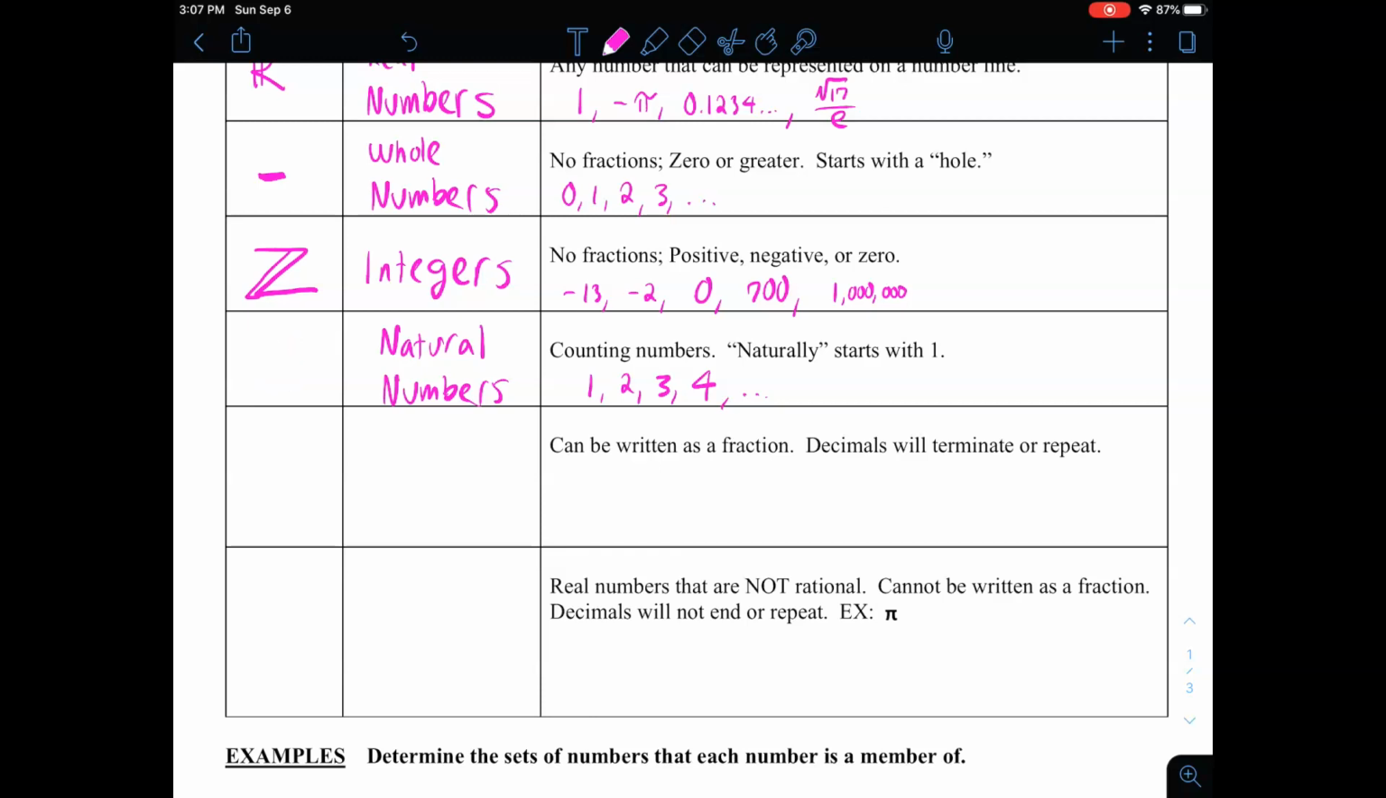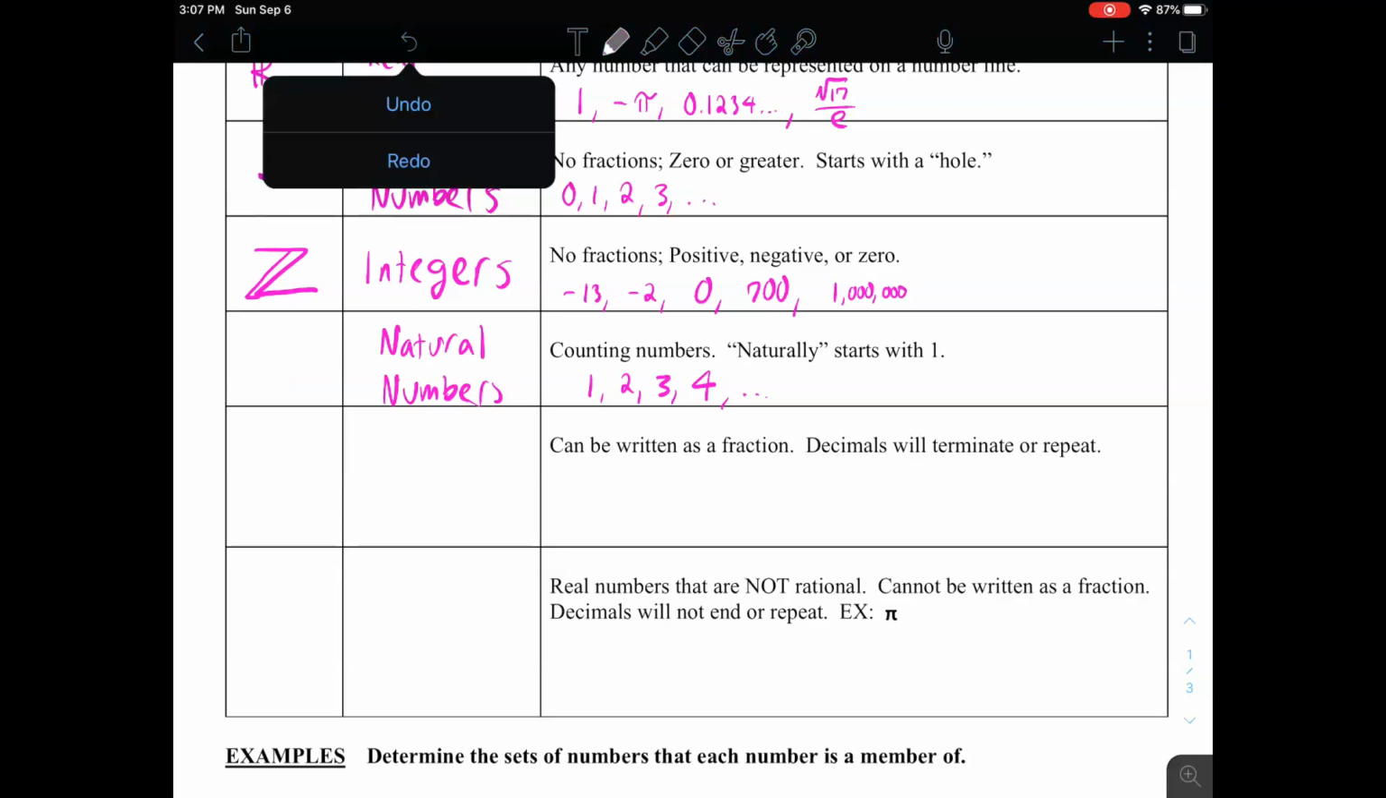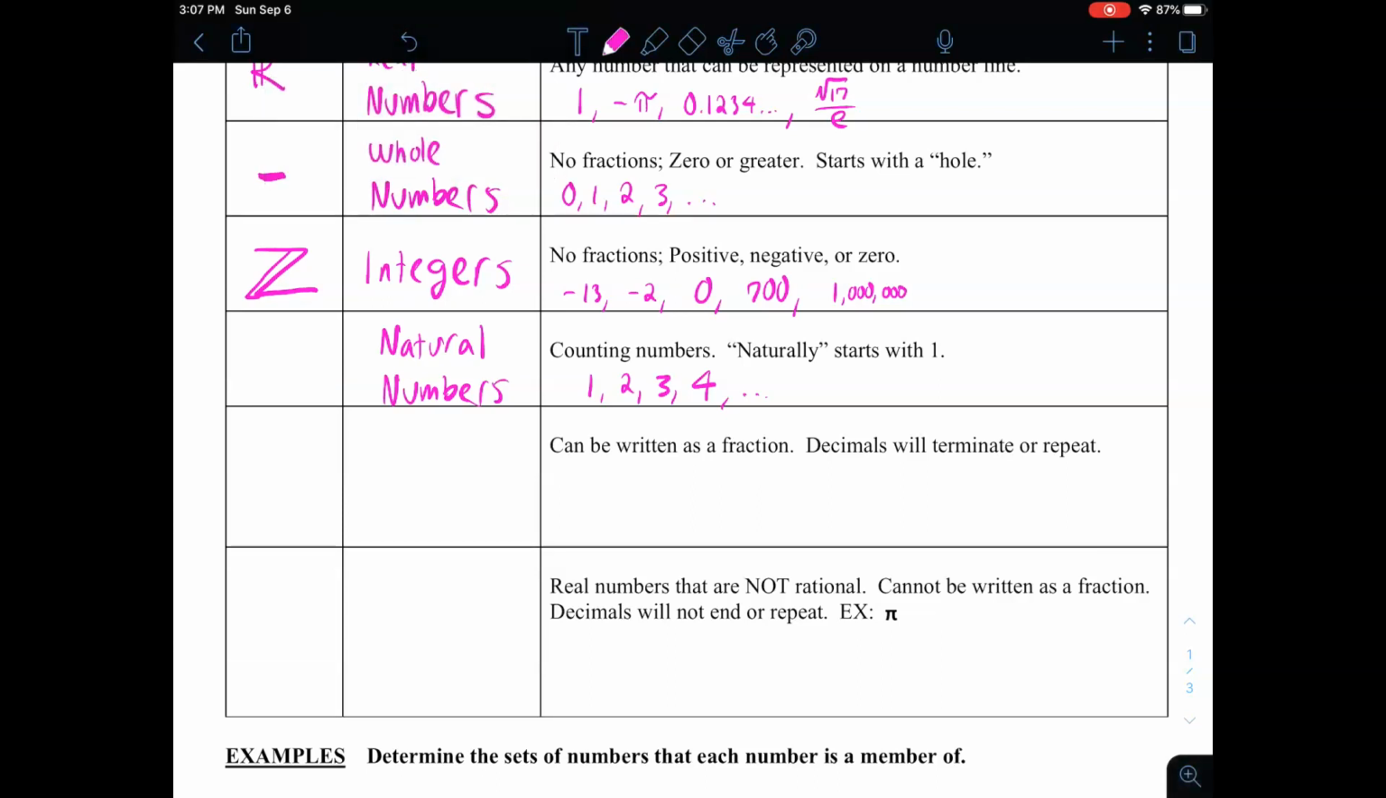Let me fix that. It's hard to draw in here to draw it nicely. I'm having a rough time, guys. There's kind of a double N like that. Okay, natural numbers are counting numbers: 1, 2, 3, 4, etc.